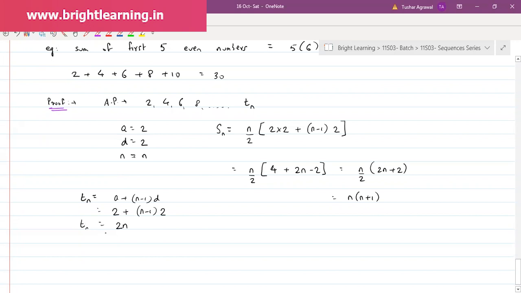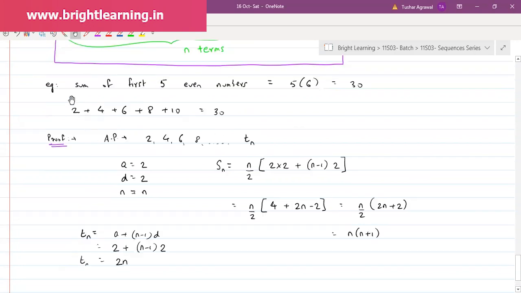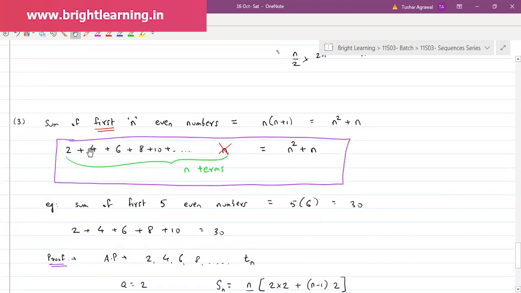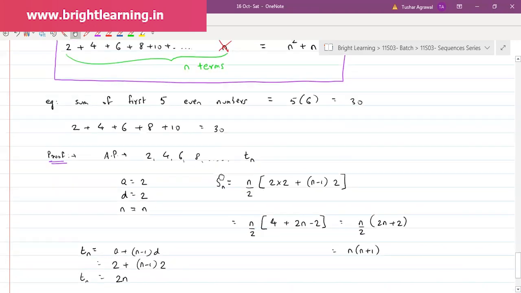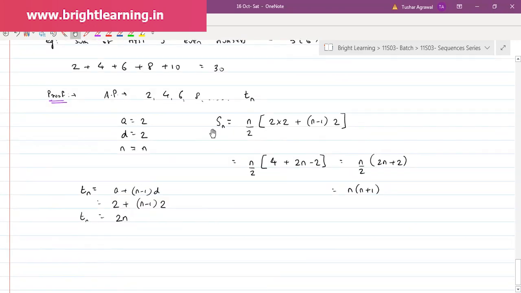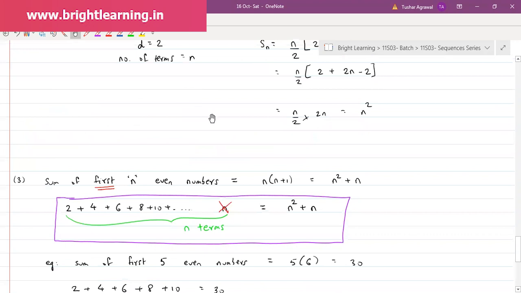So if you want to write 2, 4, 6, 8, 10, don't write n, write 2n. 2, 4, 6, 8, 10, 12, 14, 16, 18, 20, up to 2n. Now 2n is the actual value of the nth term. Okay? Yes, sir.